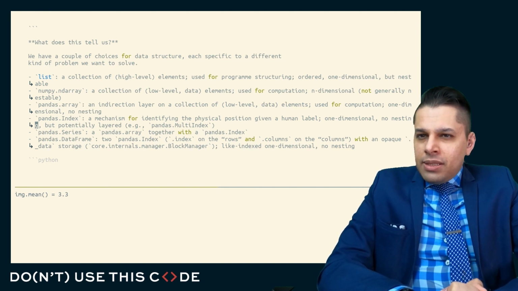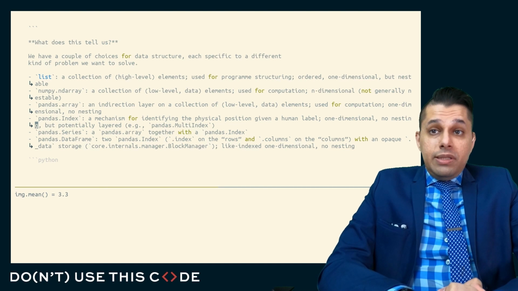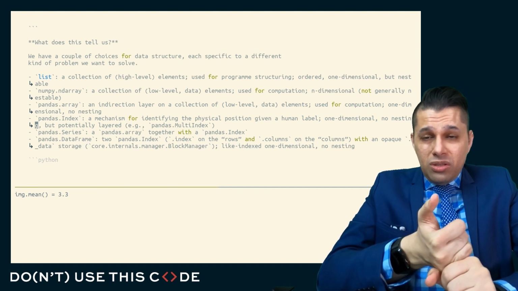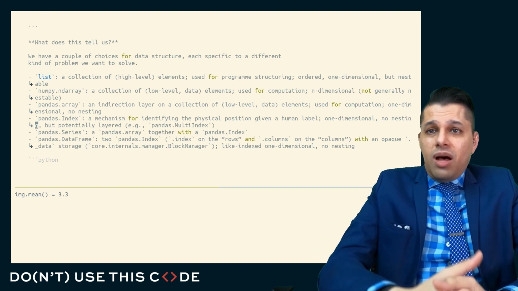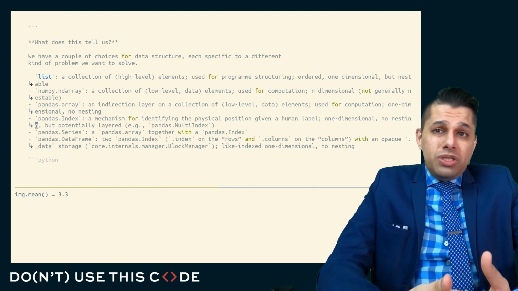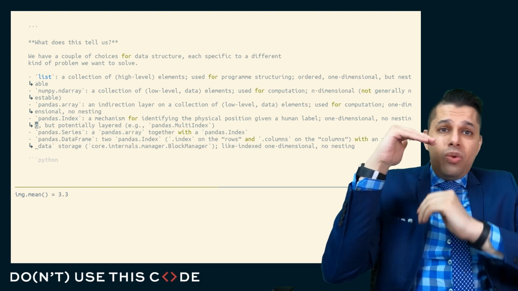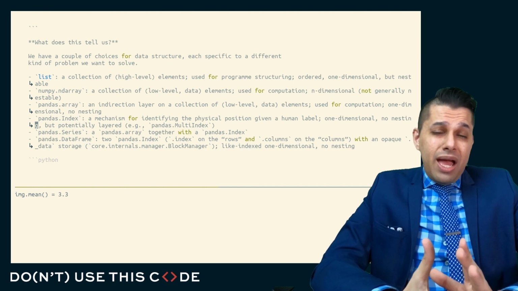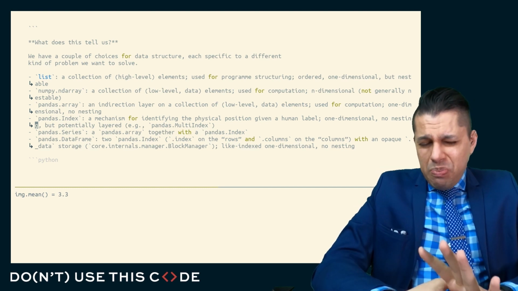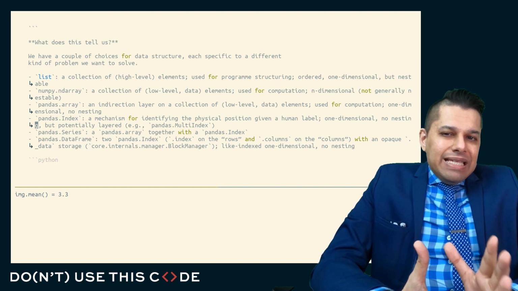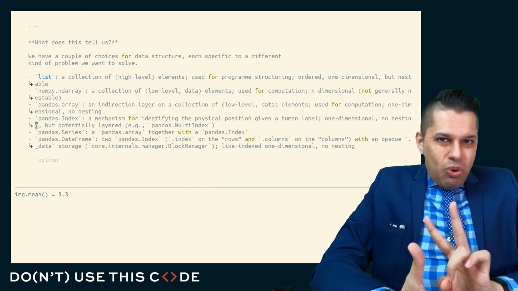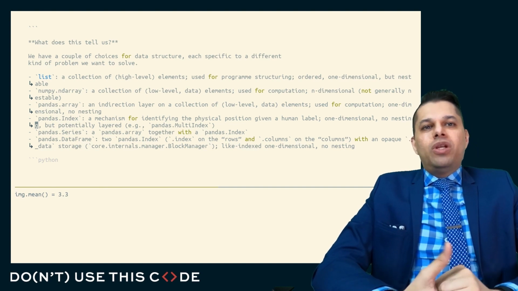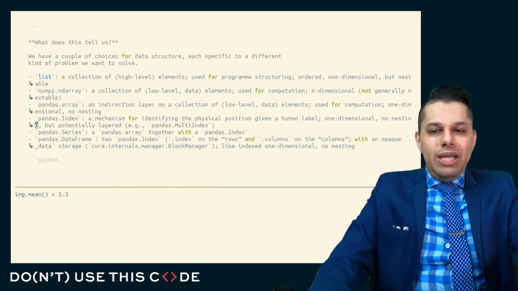The two that we tend to work with in pandas: the Series is just a pandas array together with a pandas Index. So a pandas Series is one-dimensional. There's no nesting, and it's a low-level computational type. And the pandas DataFrame is basically two pandas Indexes, one on the rows and one on the columns, and some opaque data storage, a block manager. And there's really no nesting there, but instead of being two-dimensional, it does have two coordinates. We might more precisely say it is like indexed one-dimensional. It's a collection of one-dimensional data sets that have a similar indexing.